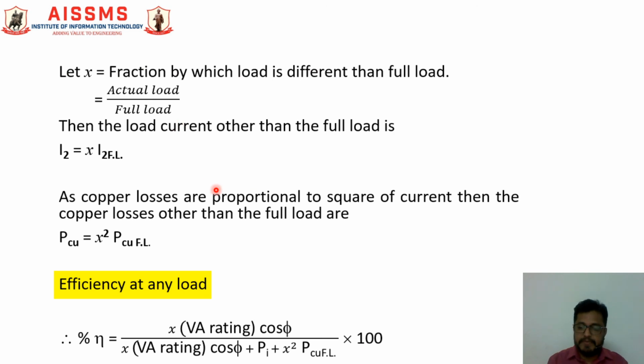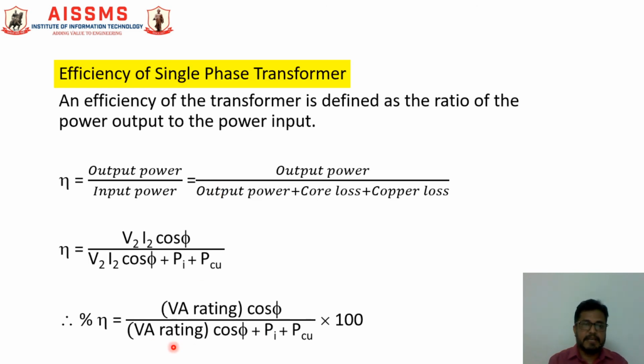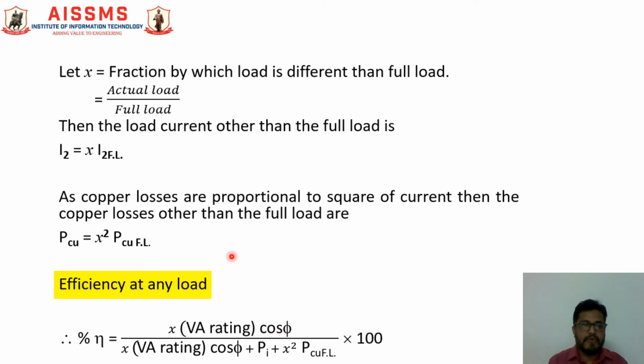Now the previous equation of transformer is the equation at full load. Now if we want to find equation of efficiency at any load other than full load, then we must calculate a fraction x, which is the fraction by which load is different than the full load and which is equal to actual load divided by full load. Then the total load current other than the full load is equal to I2 equal to x multiplied by I2 full load, where x is actual load by full load.